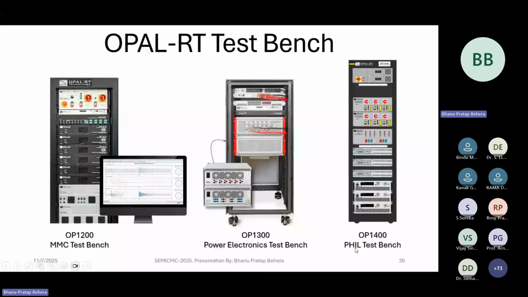Similarly, the power hardware-in-the-loop test bench: here amplifiers are there, PV amplifiers, and you can use battery emulators also, which you can add through this OPAL-RT test bench. It is one combined set of test bench where, for a particular application, all sorts of devices are integrated together. So this is a test bench. Apart from that, many other test benches are there, but these are some basic and widely used test benches from OPAL-RT.